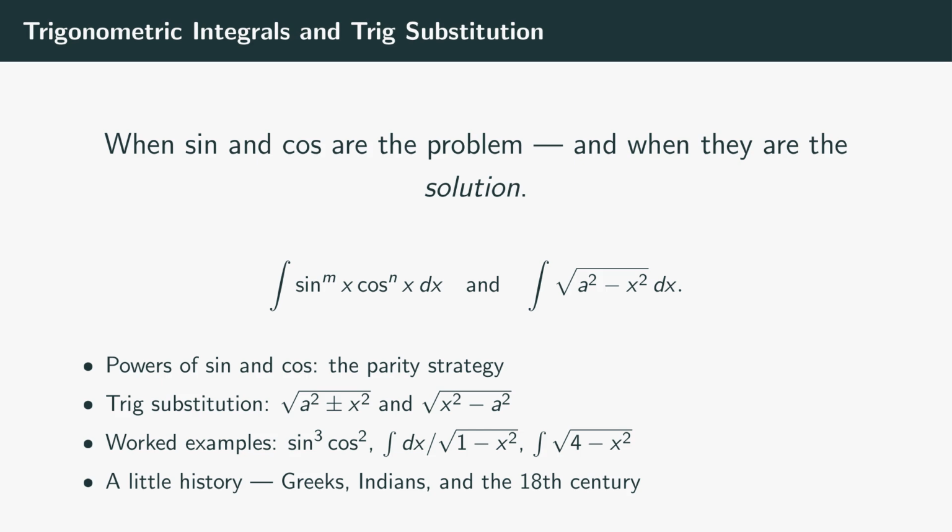Powers of sine and cosine first. Then trig substitution, with the integral of dx over the square root of 1 minus x squared giving us arcsine of x for free, and the integral of the square root of 4 minus x squared giving us the area of a semicircular segment with nothing but symbol pushing.